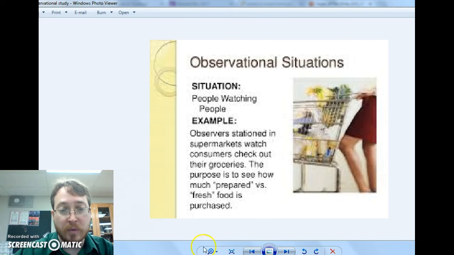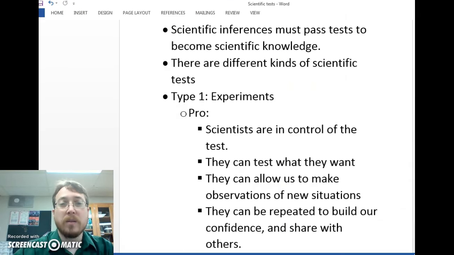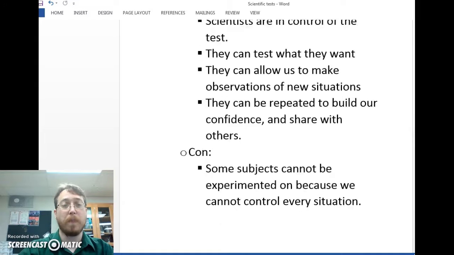So finally, let's review. Scientific inferences must pass tests to become scientific knowledge, and there are different kinds of scientific tests. The first are experiments, which are very popular tests. Scientists are in control of the test. They can test what they want to test. They are allowed to make observations of new situations because they are creating the situations in the experiment, and they can repeat the test in order to build confidence in their results or to share with other scientists.